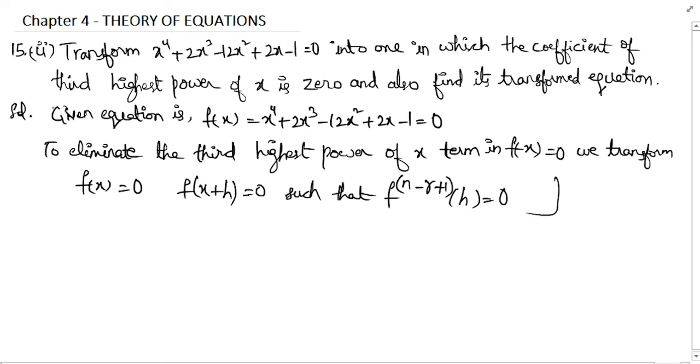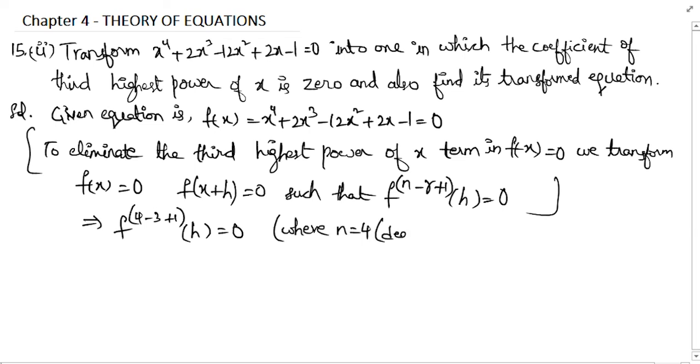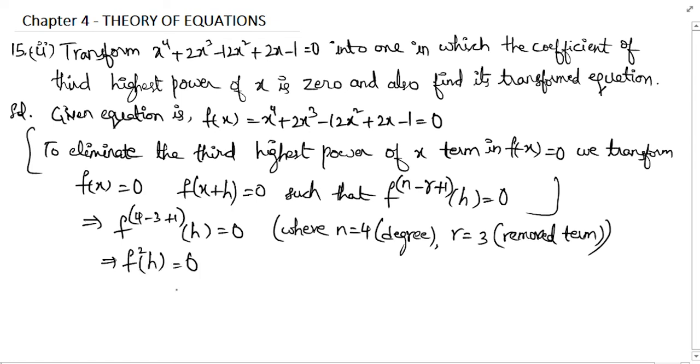So that means f of 4 minus 3 plus 1 of h is equal to 0, where n is equal to 4, this is degree, and r is equal to 3, that is removed term. So this implies that f double dash of h is equal to 0. Okay, so let f of x is equal to our given equation.